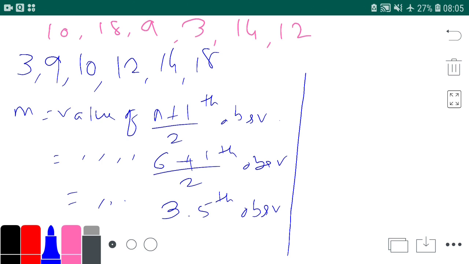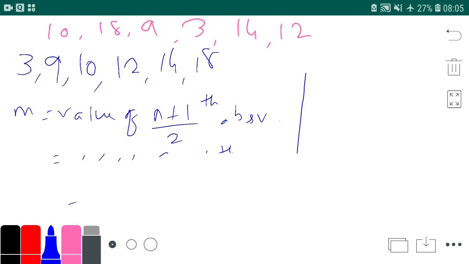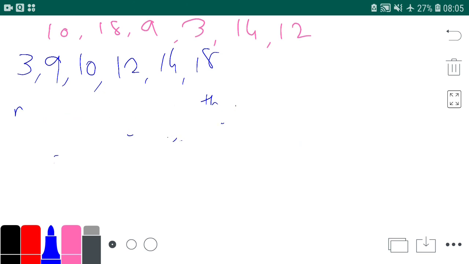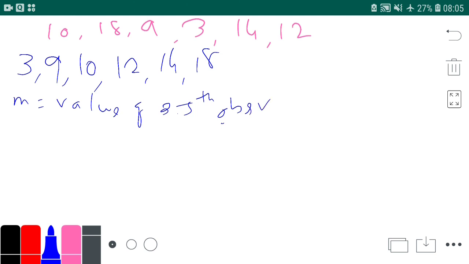Okay, you can pause this and write, and I am continuing. So what sentence did I get? I got the value of the 3.5th observation. Now what is this 3.5th observation? It is the value of the third observation.